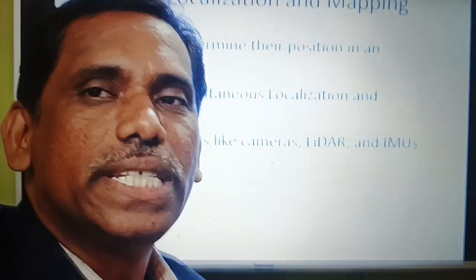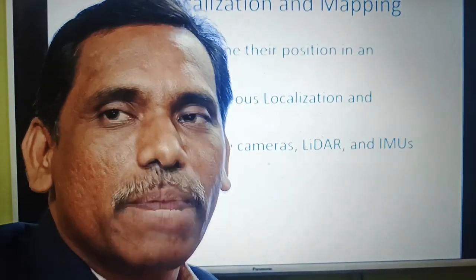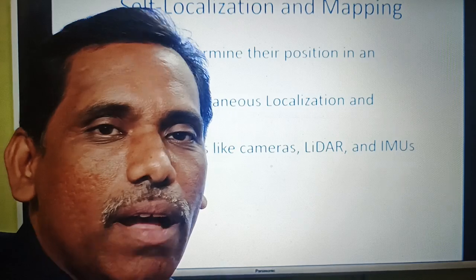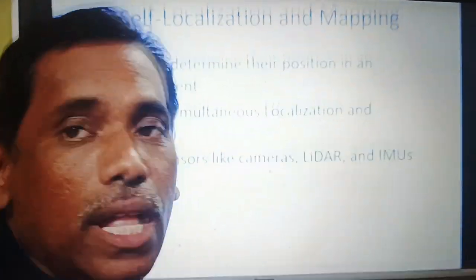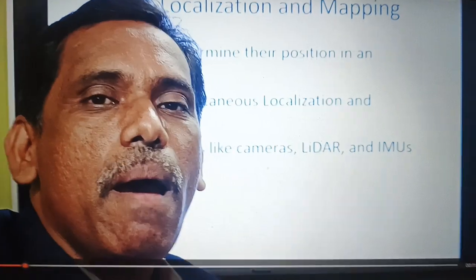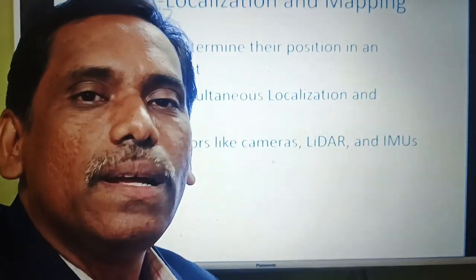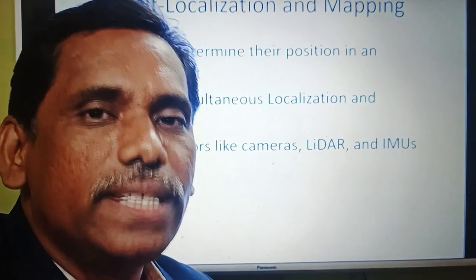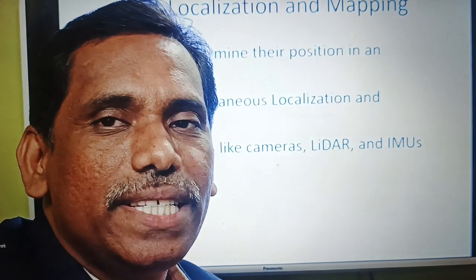Key concepts: self-localization. The robot estimates its position based on sensor data. Methods include odometry, GPS, LiDAR, and vision-based techniques. Mapping: the robot builds a representation of its surroundings. Techniques include grid-based maps and feature-based maps.